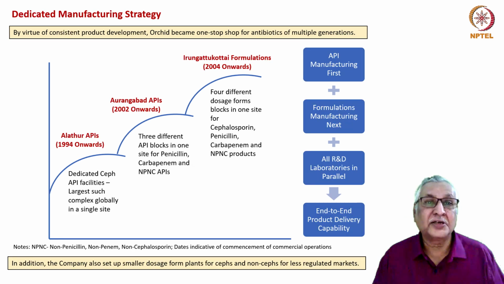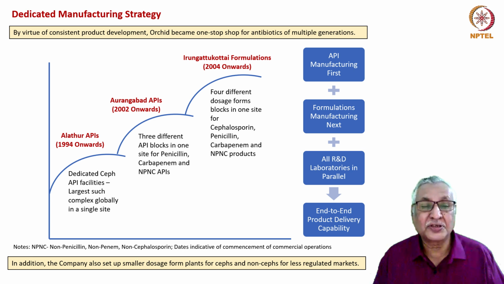Let us look at the dedicated manufacturing strategy, which also had a multi-horizon concept. By virtue of consistent product development, Orchid became one-stop shop for antibiotics of multiple generations. The Alathur mother plant in Chennai had APIs from 1994 onwards. The dedicated cephalosporin API facility was the largest such complex globally in a single site.